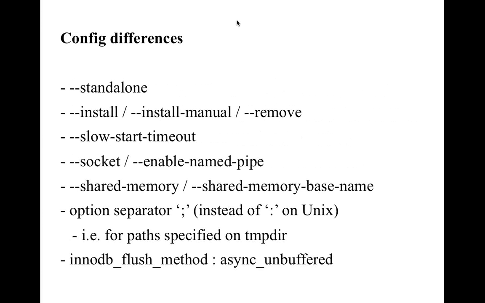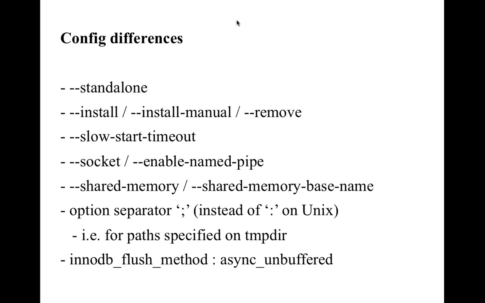The socket is one of the variables that has a different meaning. In Unix, this is the path to the Unix domain socket, and in Windows, it's the name of the pipe, which by default is MySQL. And this only works if you're also using that other option, enable named pipe. Named pipes are only supported in Windows for communication with MySQL.